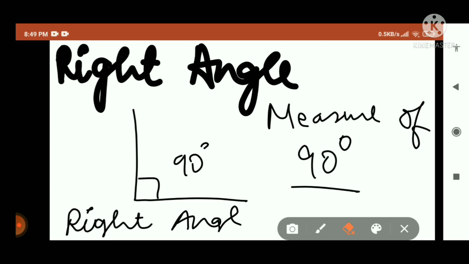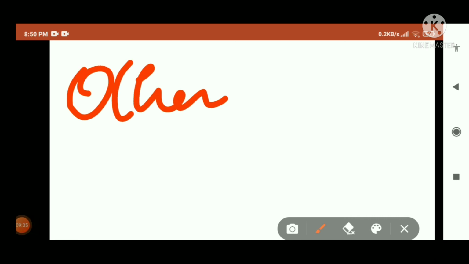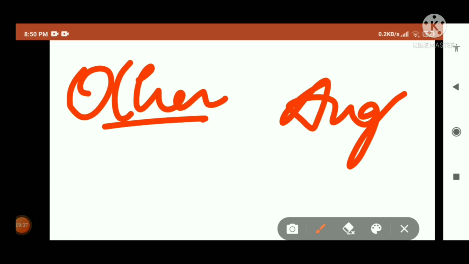Okay, so this much we are going to do in this video. In another video we will see the other angles, like what is a transversal line, what are corresponding angles, and so many angles that we are going to see. In the next video we will see many of the angles like adjacent angles and so many others.